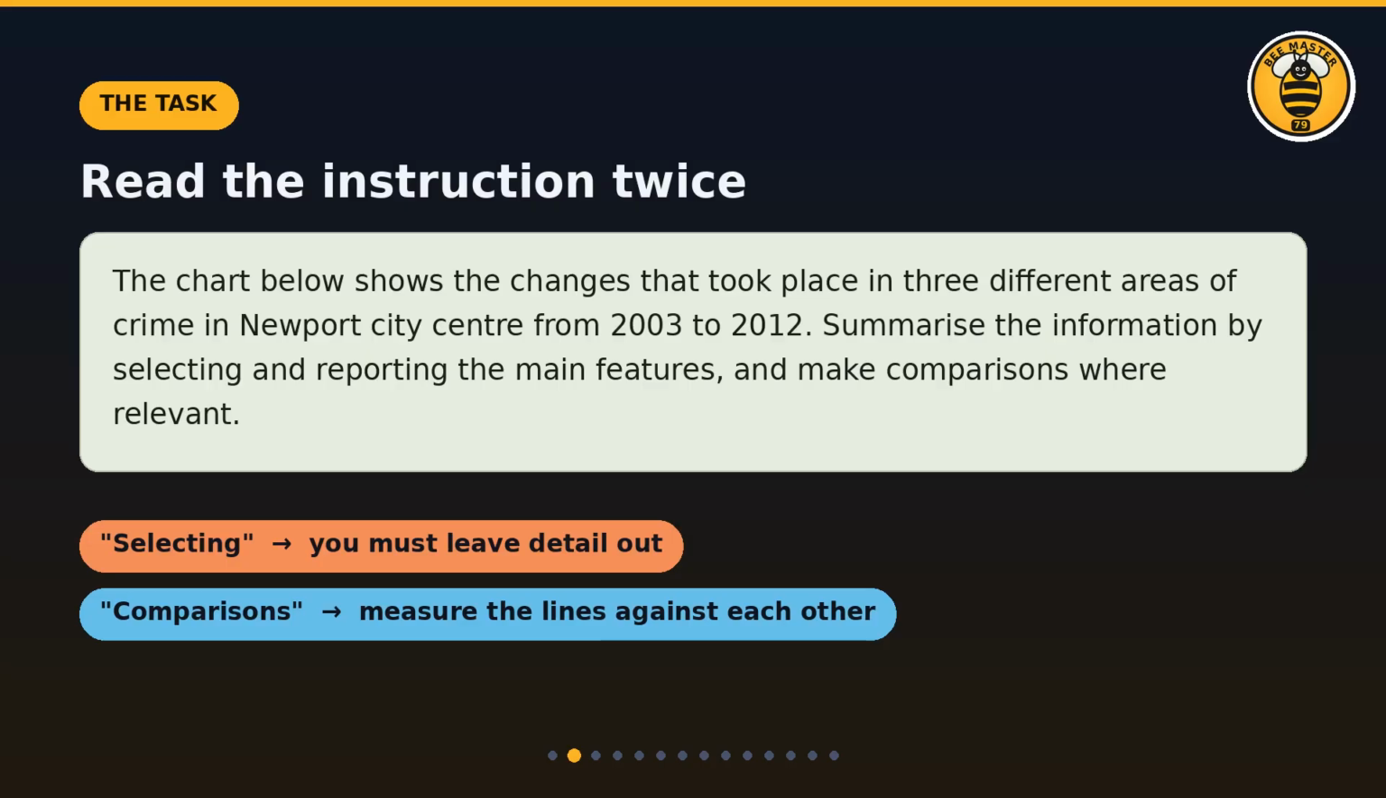Here is the task. The chart shows the changes that took place in 3 different areas of crime in Newport city centre from 2003 to 2012. Summarize the information by selecting and reporting the main features and make comparisons where relevant. Notice the 2 instructions hidden in that wording. Select, which means you must leave things out, and compare, which means the 3 lines have to be measured against each other, not described one after another in isolation.